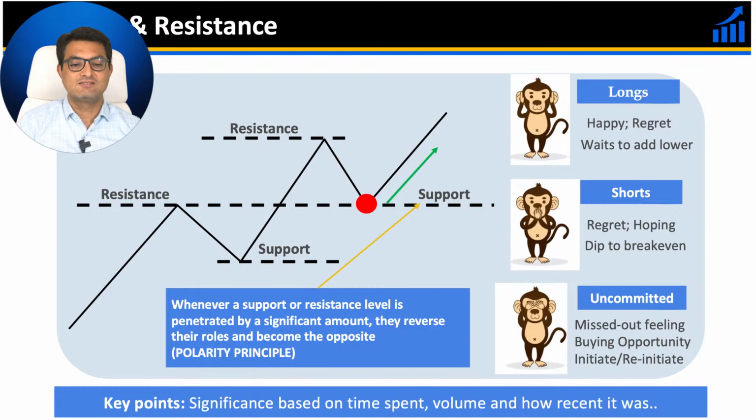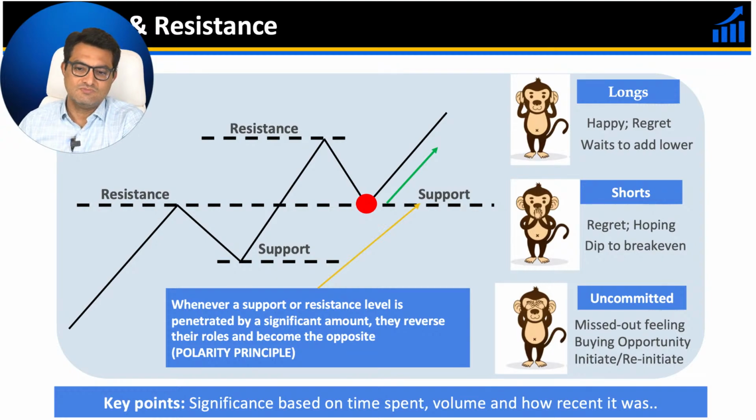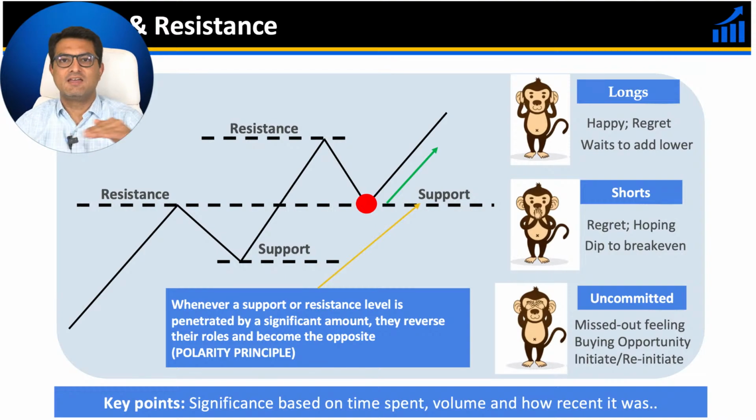Now what happens? Suddenly the price starts going down. So now the long is waiting to add more because he thought, bhai, the opportunity was missed. So when the price comes back to that point, he will buy more. Okay, now it is a good opportunity. And then the short is breaking even, so he will cut off all the short positions.